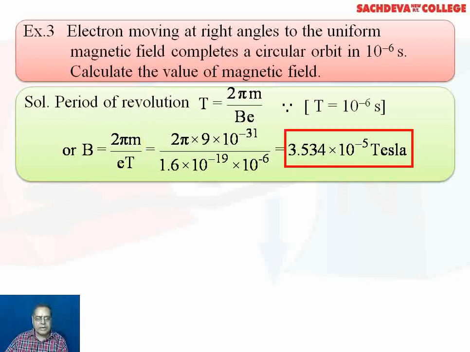3.534 into 10 to the power minus 5 Tesla. Up to 1 decimal place, we can leave our answer at 3.5 because after 5, 3 is not that significant. If it would have been 5 or more than 5, we would have added 1 to 5.